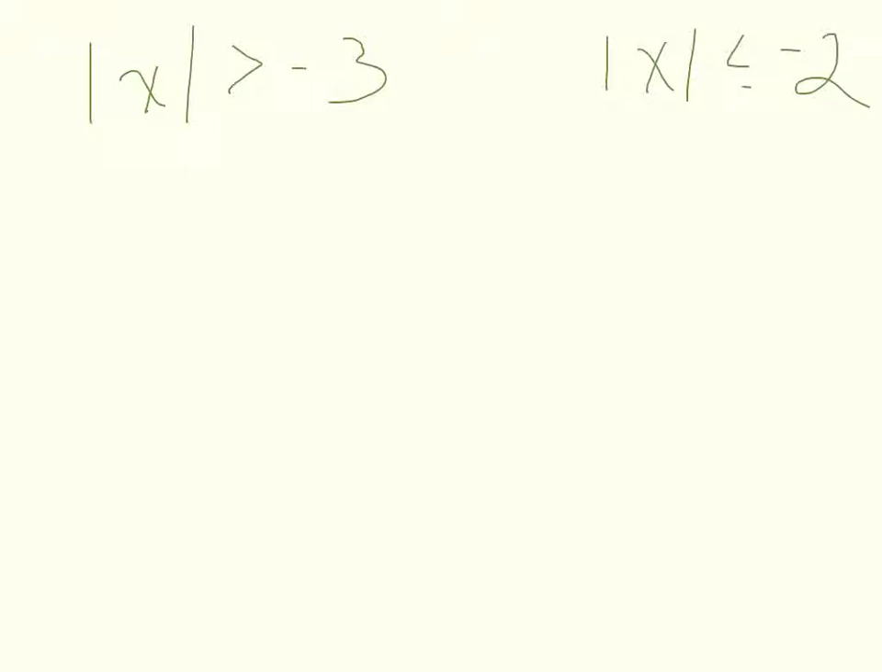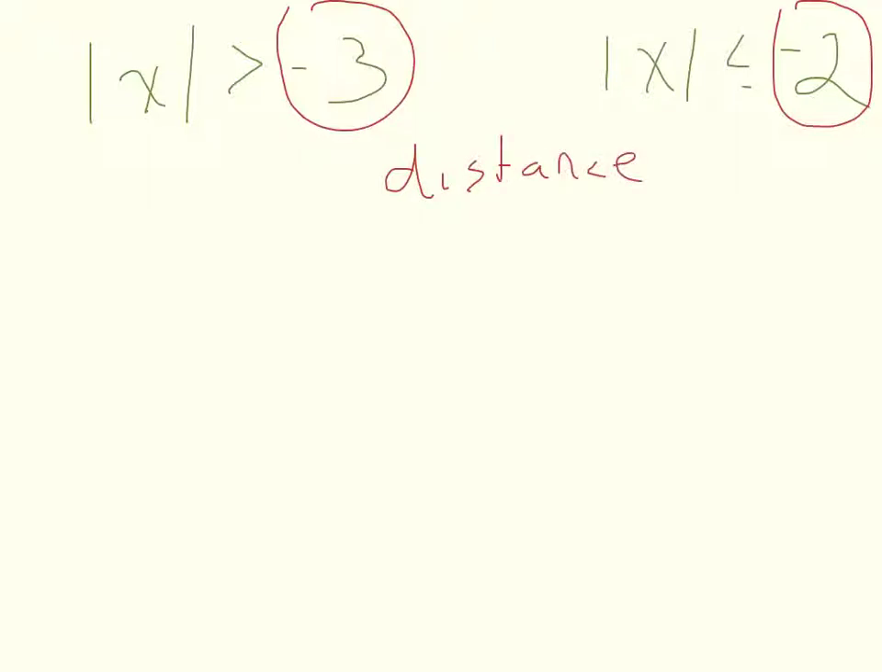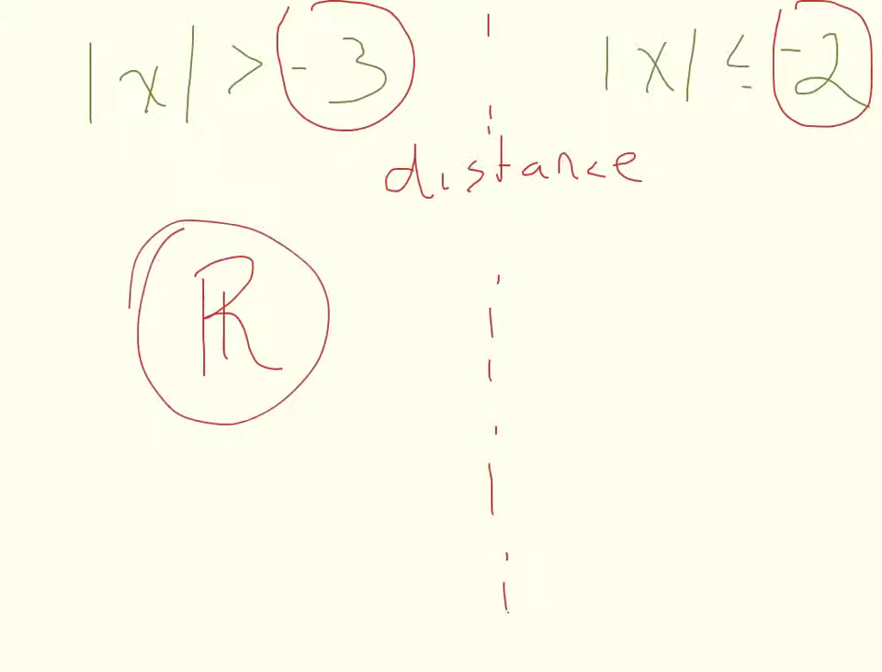The common theme with absolute values has been that when we're comparing absolute values to a negative number, we should be very concerned. Remember that absolute values are talking about distance. So if I have an absolute value and I'm saying that it's greater than a negative number, well, that's always true. An absolute value is always going to be greater than a negative number because an absolute value is measuring distance and distance is always positive. So absolute value greater than a negative number is always all real numbers.